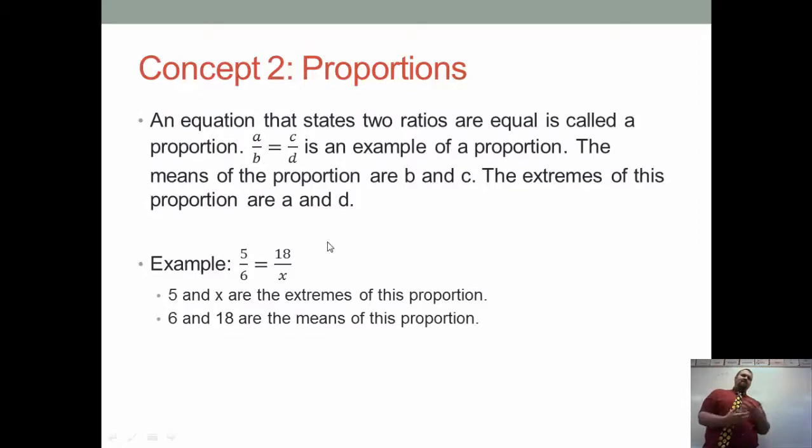Now, the entire reason I need you to know this is because when we talk about the geometric mean, or if I'm talking about the cross product property, or other such properties or devices that we use, we sometimes refer to just the means or just the extremes of a proportion. You need to know what I'm talking about if I say, hey, the means of the proportion are multiplied and it equals the extremes of the proportion multiplied. Okay?